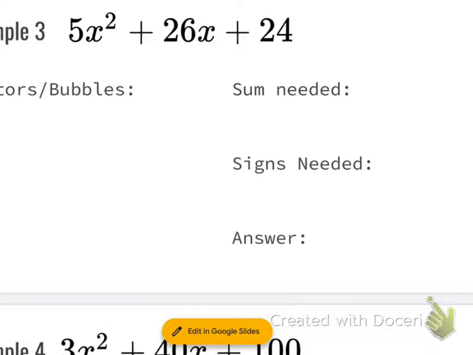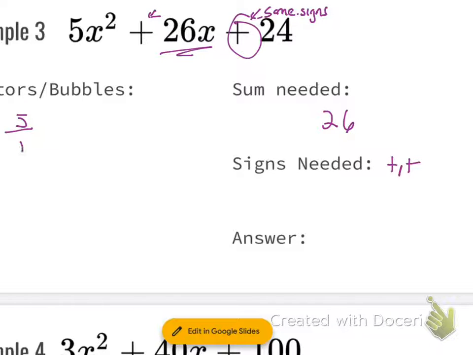So sum needed is 26. Comes from our middle term. This tells me we're going to have the same signs. They're both going to be plus. So plus, plus. Okay. So factors of 5, same as we've had all this time, 1 and 5. Only way to make 5. And then 24, we have options of 1 and 24.